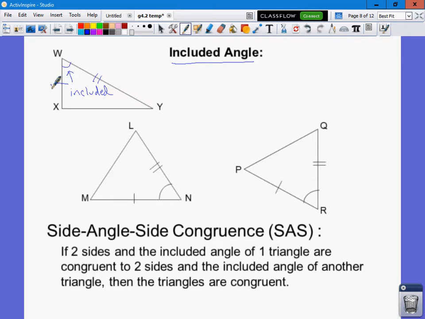If it's caught between those two sides, or you might even look at it and say it was formed by those two sides. Here's this side, here's this side. That angle was formed by those two sides. It's included between them.